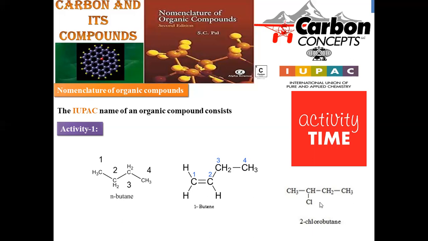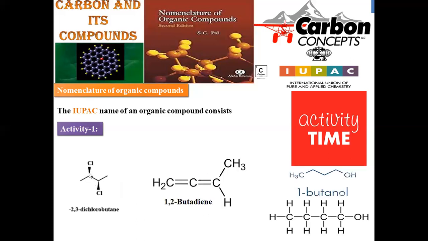Move on to the next compound, where we have again a 4-carbon chain with a chloro group at position 2. Here also we have ambiguity about whether to start numbering from the left side or the right side. If you go with the left side, 1, 2, the chloro will be given the second position. If we go with this side, 1, 2, 3, it is 3-chloro. 2-chloro or 3-chloro, which is preferable? Obviously 2-chloro, because the lowest position is preferable for any functional group. So 2-chloro, and the parental chain is 4 carbons, so it will become butane. 2-chlorobutane is the IUPAC name of this compound number 3.